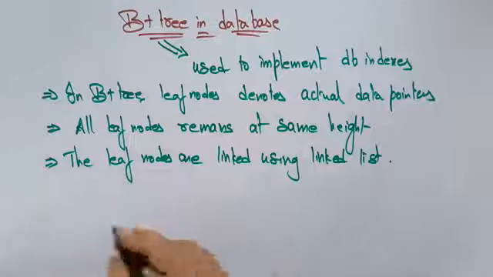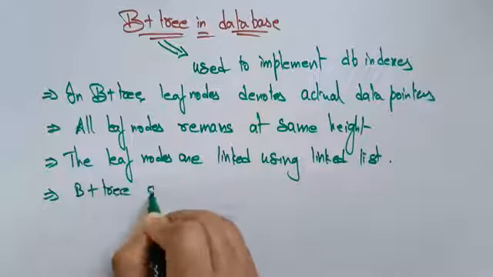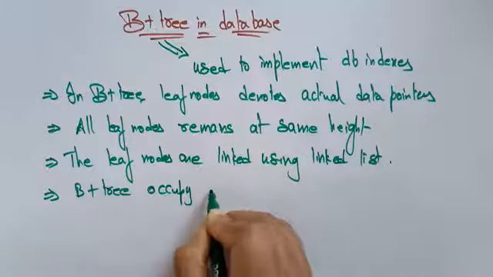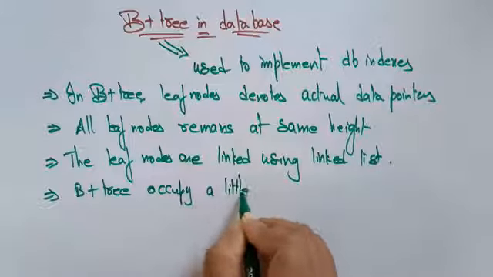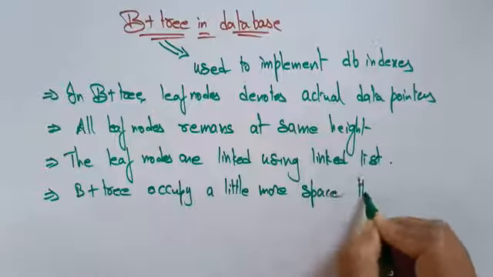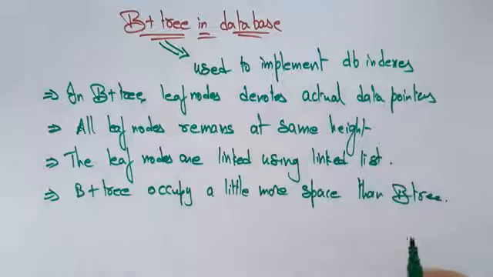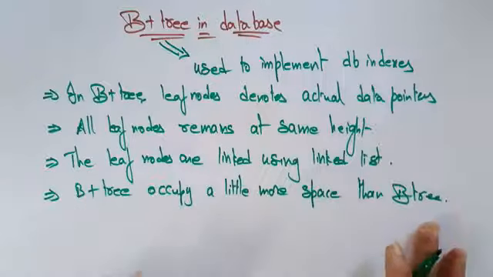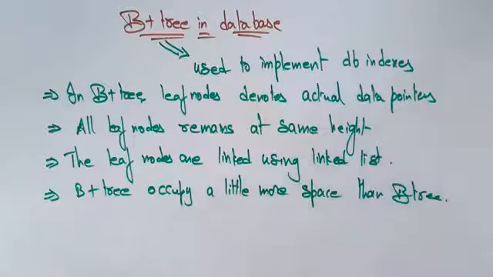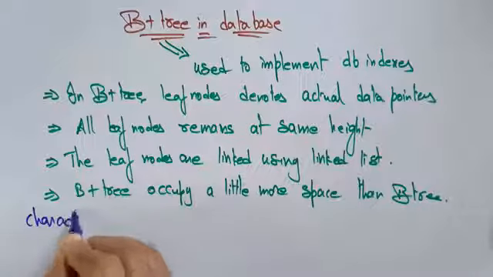Compared to B trees, a B plus tree occupies a little more space than a B tree, because it also has the information regarding the linked list. One node is connected to another node, so that node is repeated. We will see that in the example. Let's have a look at the characteristics of B plus trees.